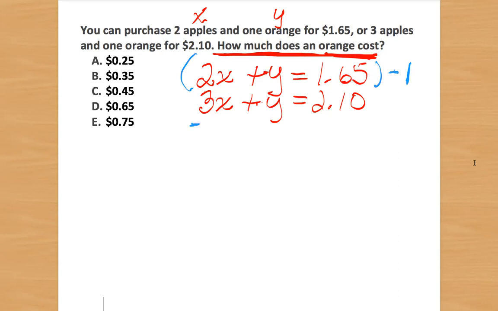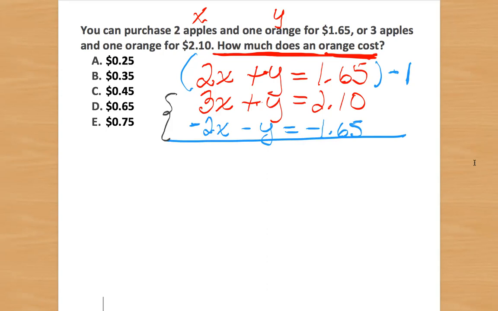So this is going to become -2x. I'm multiplying every single term by -1 in the first equation. Negative y is equal to -1.65. Now, what this is going to allow us to do is to eliminate the y variable so we could go ahead and solve for the x variable. So now we're going to combine these two together as an atom together. So this cancels out. 3x plus -2x leaves us with an x. 2.10 plus -1.65, guys, or $2.10 minus $1.65 will leave us with a total of 0.45 or 45 cents.